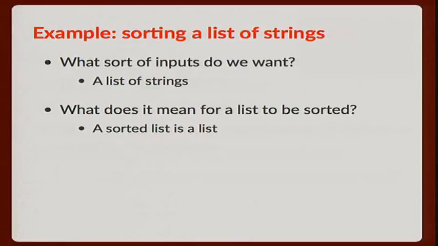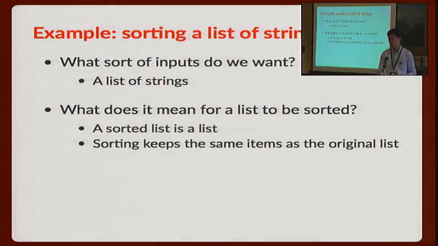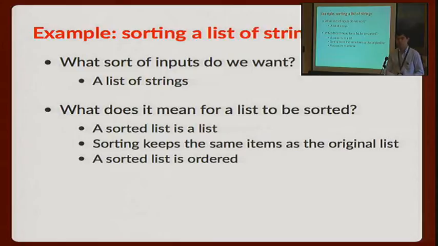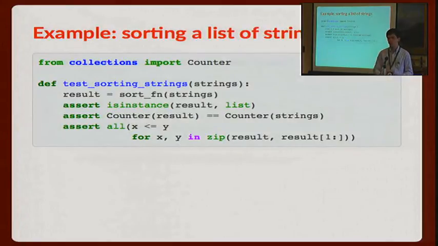Well, one criteria is that a sorted list is a list. It's not a tuple or a string or a float. That's wrong. Another important property is that a sorted list has the same items as the original list. If I've thrown away items or gained new items, that's not sorted the original list correctly. And finally, a sorted list is ordered. Now these are three fairly simple conditions, and we can express them in code quite concisely. This is what that looks like.